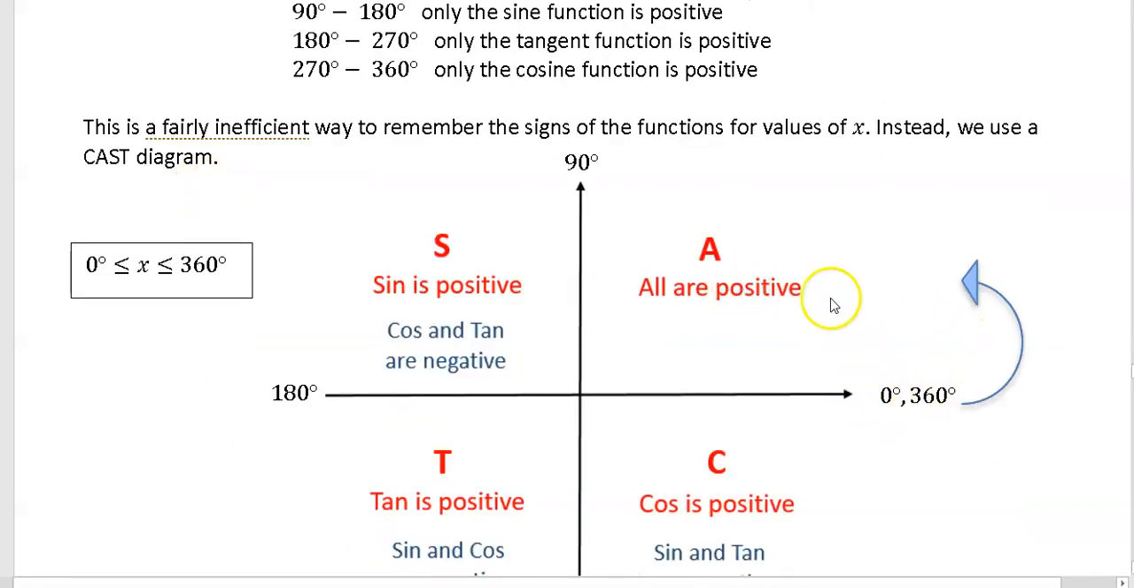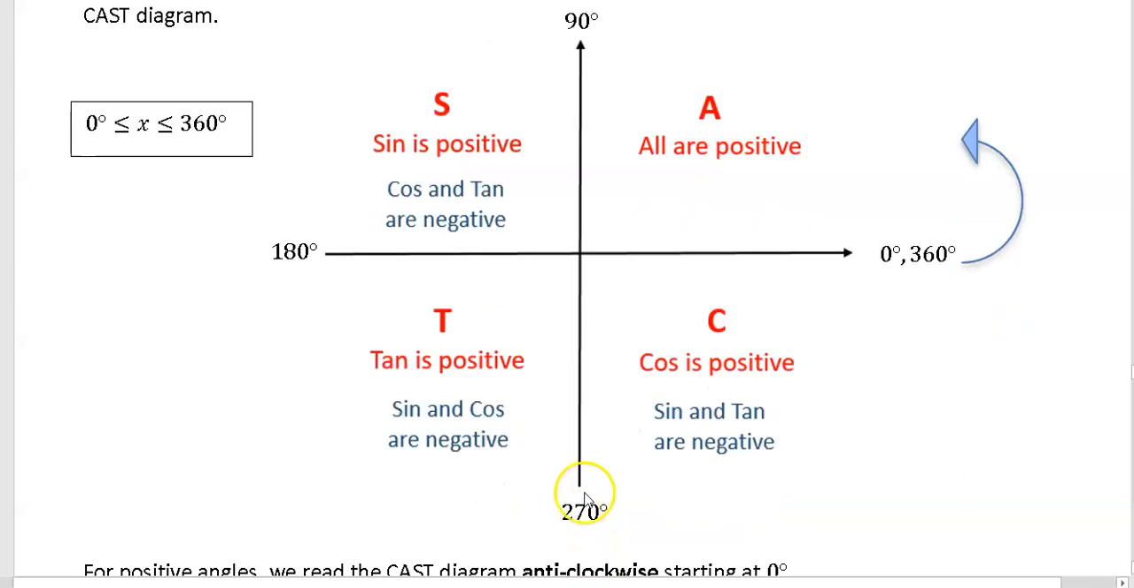this is us going from 0, and it's funny, you go around the anti-clockwise way: 0, 90 degrees, 180, 270, and 360. In this first section, so from 0 degrees to 90 degrees, sine is positive, cos is positive, and tan is positive. So all three are positive. So this is the A section, which stands for all.